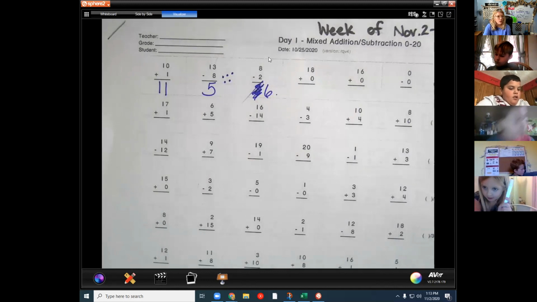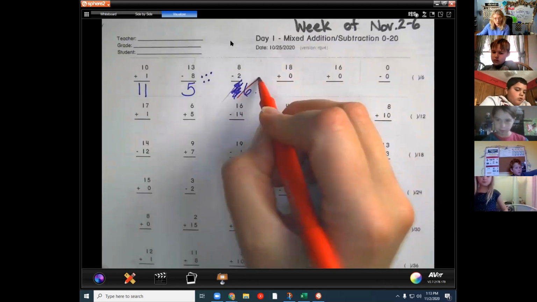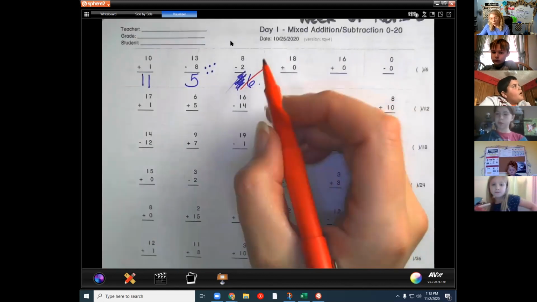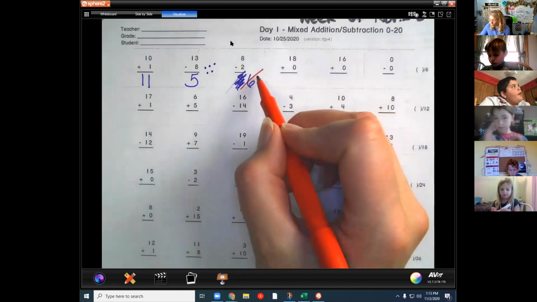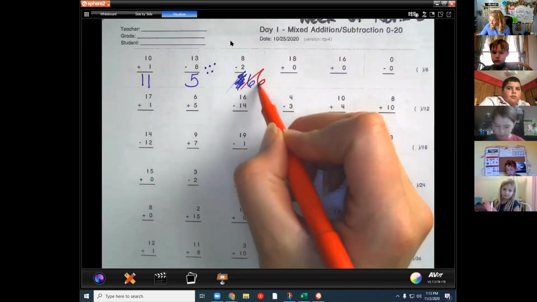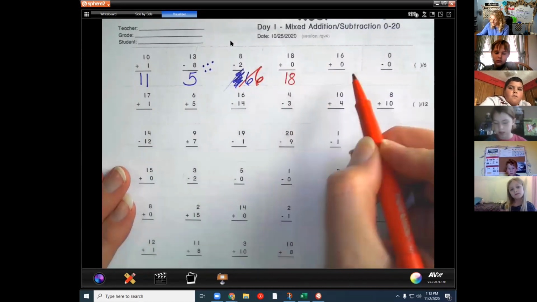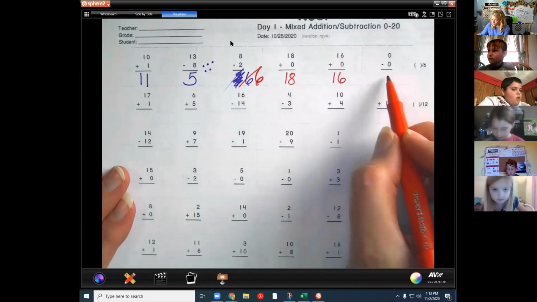Okay, here we go. So remember that if it is incorrect, you can just put a line through it with your correction tool and just leave it at that. And then we'll count up the number correct at the end. This one was 6. I was just showing an example, of course. 18 plus 0 is 18. 16 plus 0 is 16. 0 minus 0 is 0.